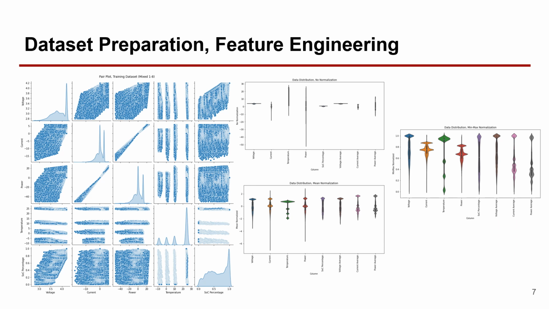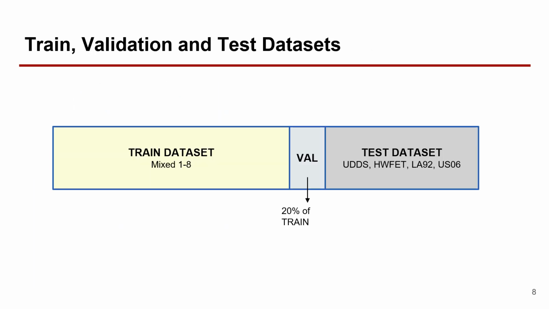As you can see from the figure here, the data distribution with no normalization is actually, there's no distribution, it's just lines and it's spread all over the scale. When you apply mean normalization, the features stand out a little more, and it's even better when you apply min-max normalization. To facilitate neural network training and inference, the prepared dataset is split into a train, validation, and test dataset.